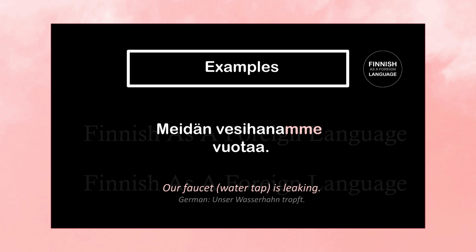Next one. Meidän vesihanamme vuotaa means our water tap is leaking. So meidän here is our pronoun in the genitive case, meaning our. Vesihanamme is a combination of vesihana, which means water tap, and me is our possessive suffix here for the first person plural. And then we have vuotaa, which means to leak. It's the third person singular present tense here of the verb vuotaa. So let's repeat. Meidän vesihanamme vuotaa. Our water tap or faucet is leaking. So the possessive suffix here is me.